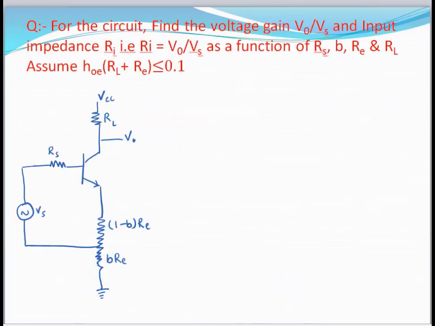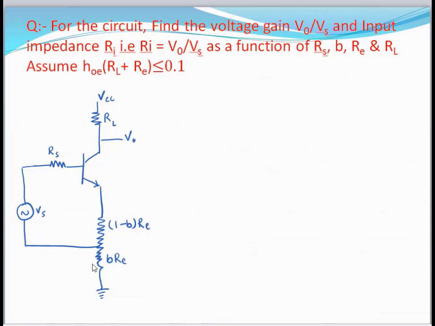So this is the question. For the given circuit, find the voltage gain V naught by Vs and input impedance Ri as a function of Rs, B, Re, RL, and it is given that hoe times (RL plus Re) is less than 0.1. So we can apply the approximate model analysis for the given circuit.